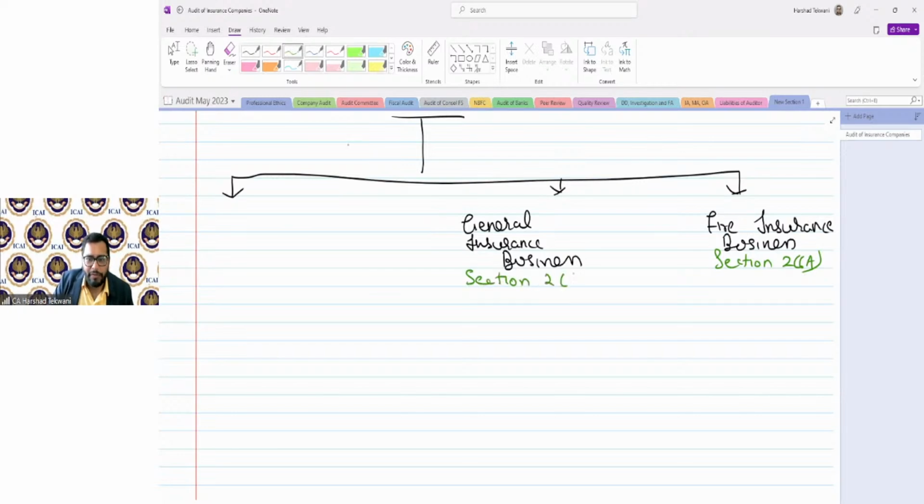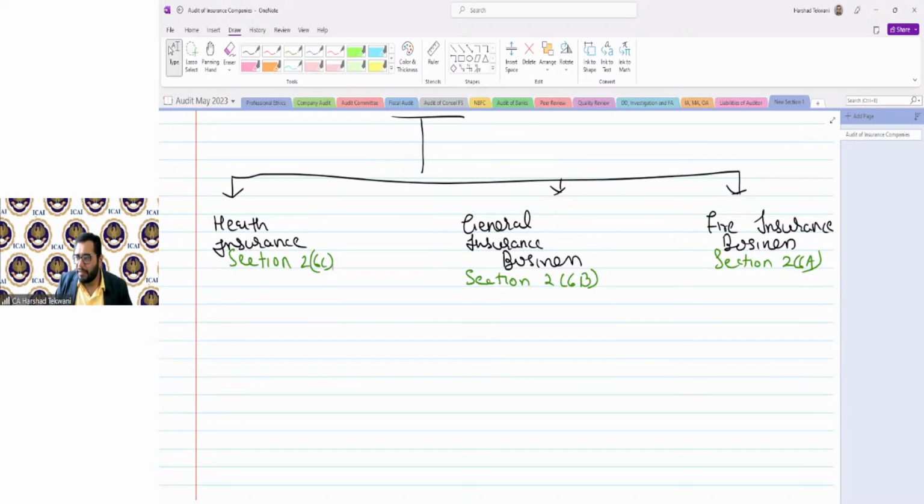Section 26B of the Act. And the third one is health insurance, sorry, not life insurance. That is section 26C of the Act. Okay.